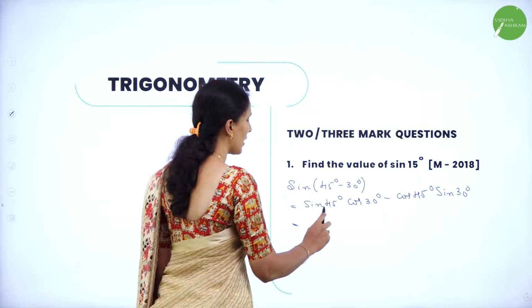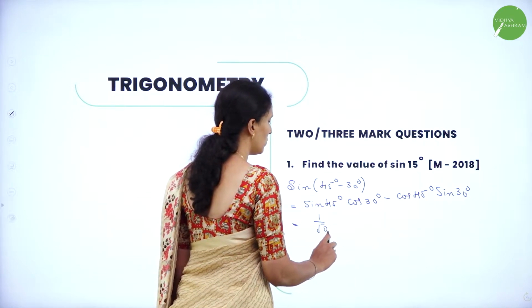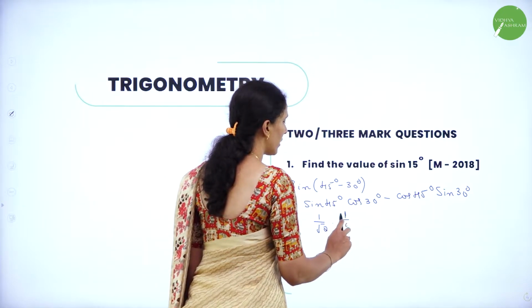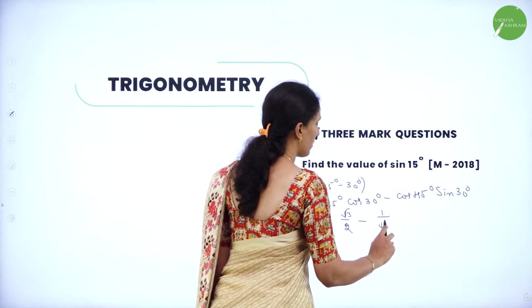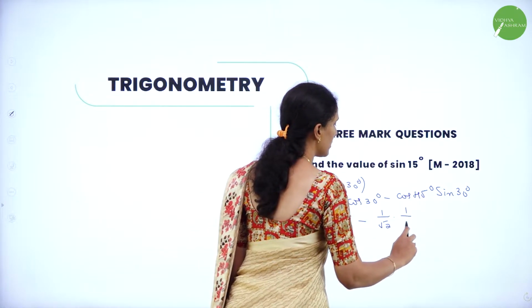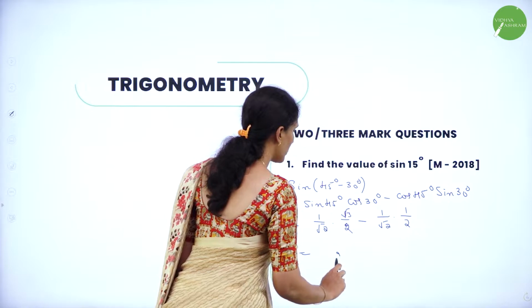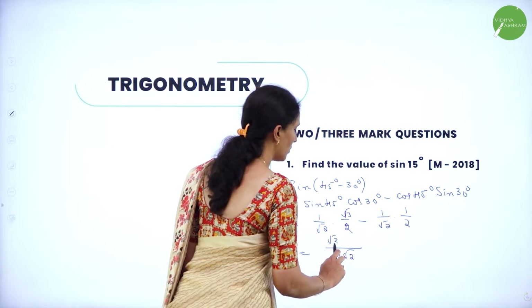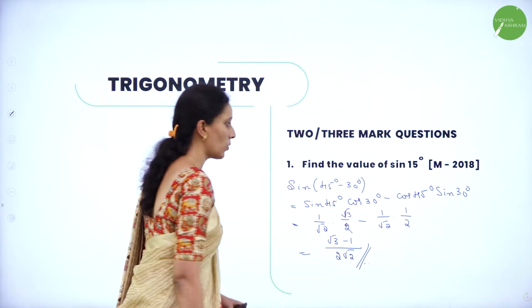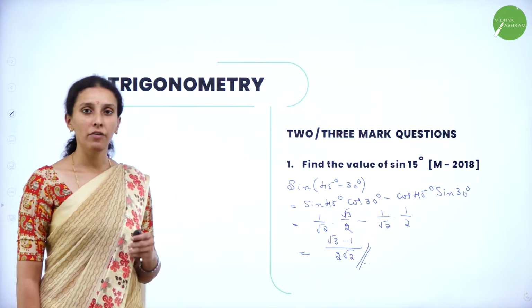So here now it is sine 45 degree, which is 1 by root 2, cos 30 is root 3 by 2, and cos 45 is again 1 by root 2 and sin 30 is 1 by 2. So 2 root 2 is the denominator and numerator is root 3 minus 1 divided by 2 root 2 is the value for sine 15 degree.